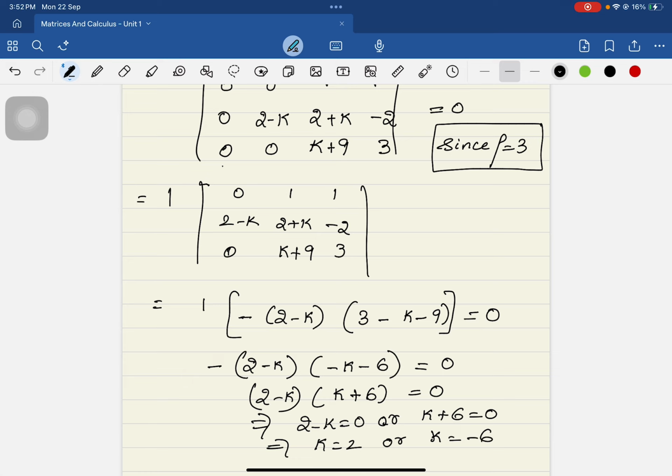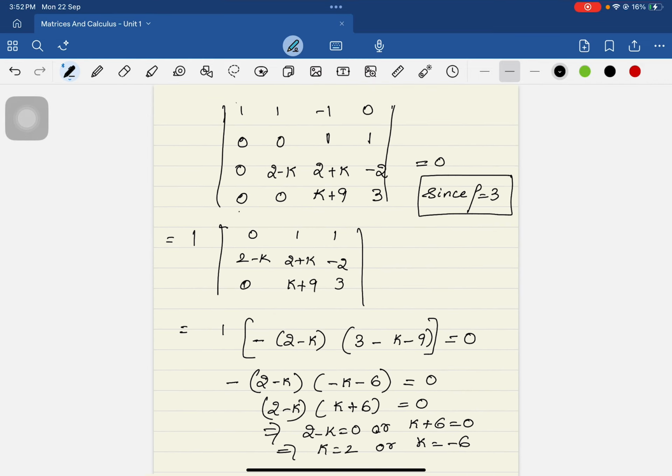Any of these two values k might be. Hence this is the solution. I hope you could understand.